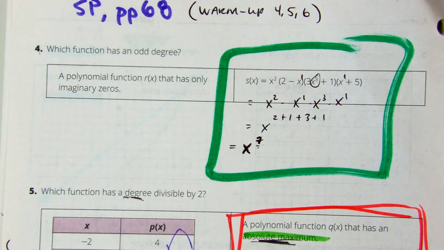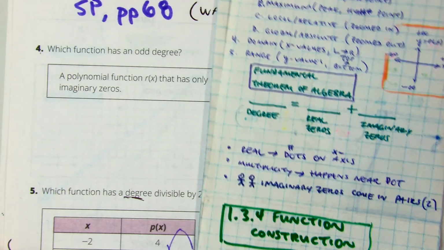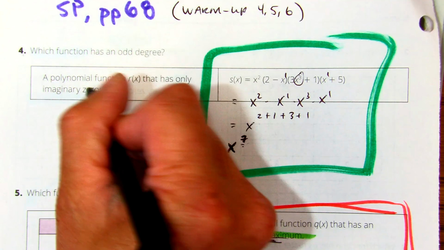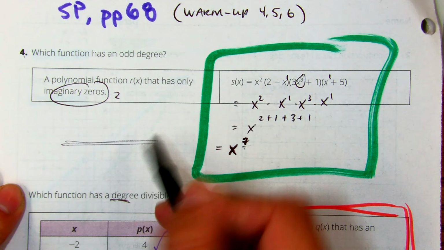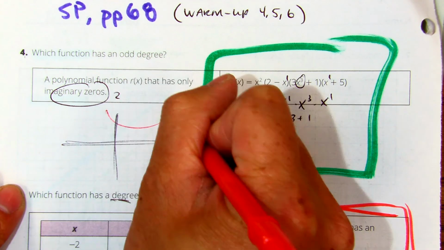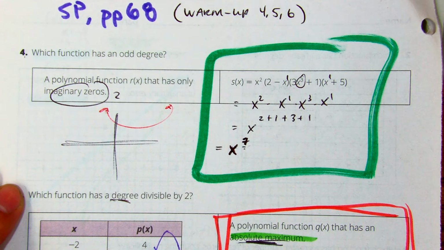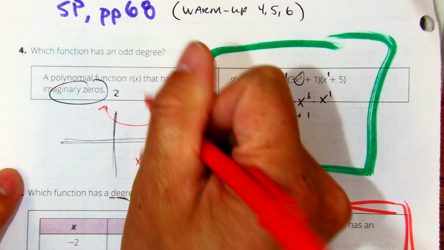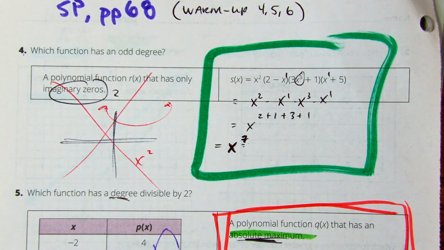2? Correct. It's like looking at you and your imaginary friend, right? Yeah. Imaginary zeros come in pairs. So this represents 2. Class, is this an even or odd? This is like x to the second, so it's not odd. So smart today. So smart.